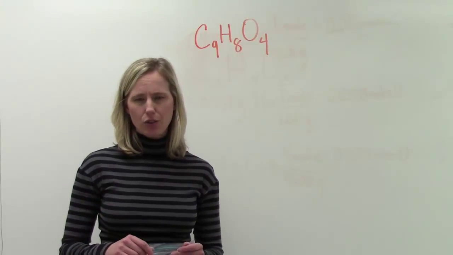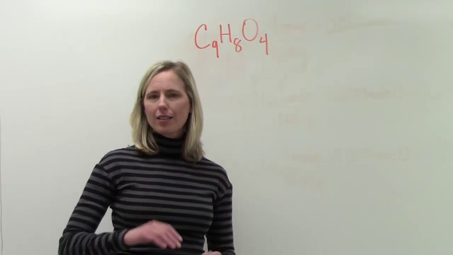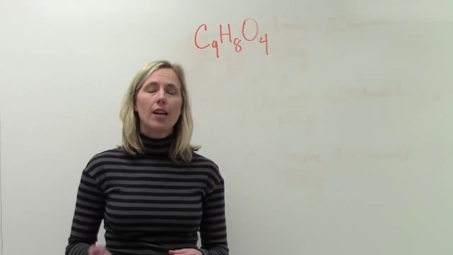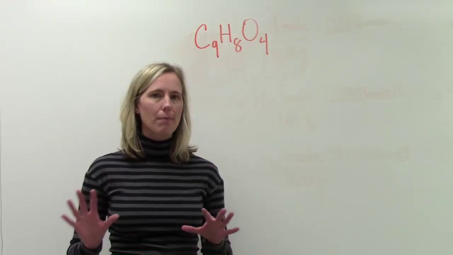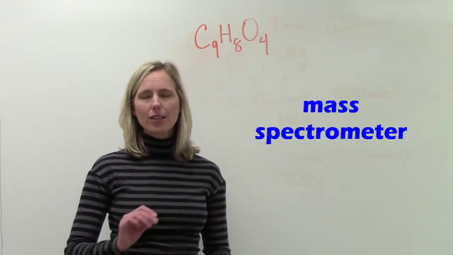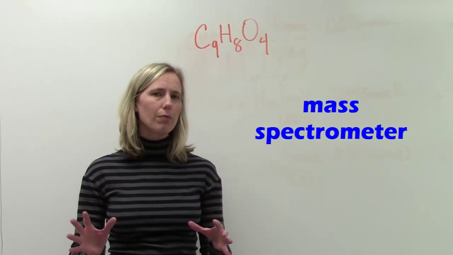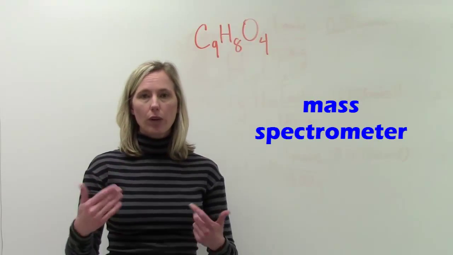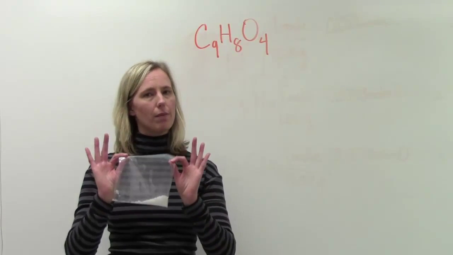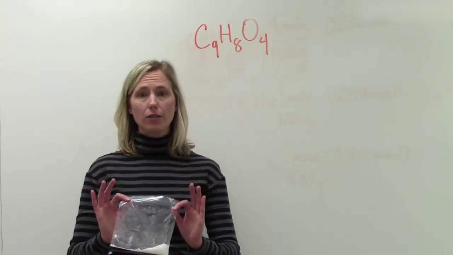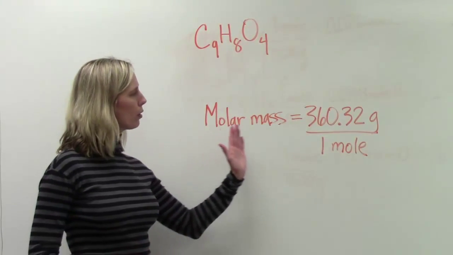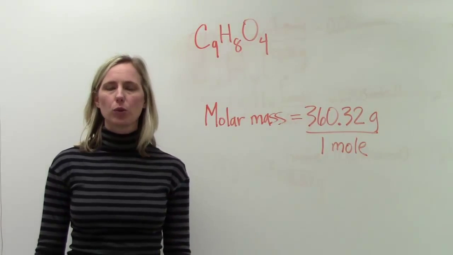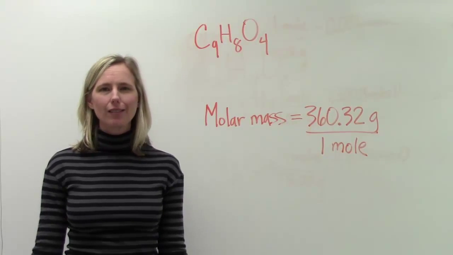Well, not so much. One last thing that we want to do as an analytical chemist or a forensic chemist is use a fancy instrument called a mass spectrometer. A mass spectrometer gives us the molar mass of the compound that we're analyzing. So let's say we analyze our compound in the white bag and we find the molar mass. We find that the molar mass of the compound is 360.32 grams per mole. Sounds great, right?